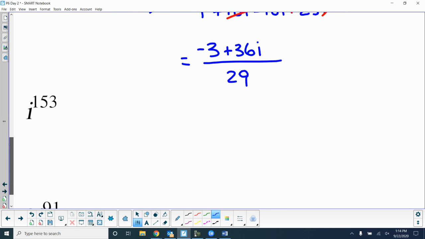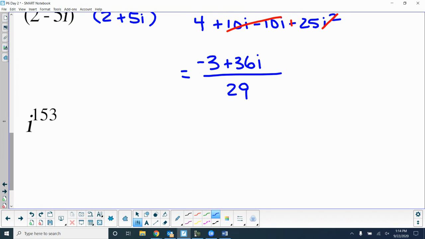Okay. One more type of problem. Got an i with a big exponent. Okay? So let's think about this. What is anything to the 0 power? 1. So that means i to the 0 power is 1. What's anything to the first power? Itself, right? So what's i to the first power? i.